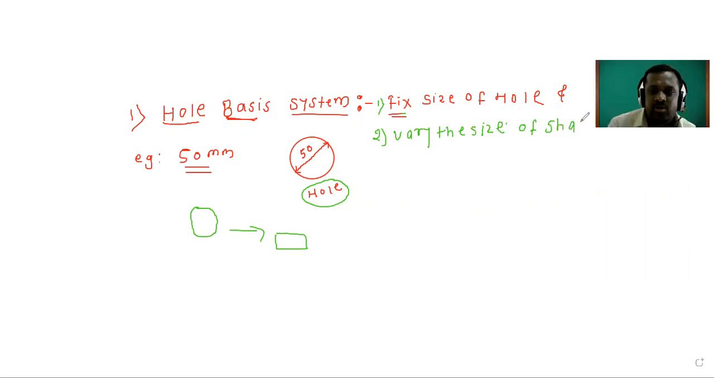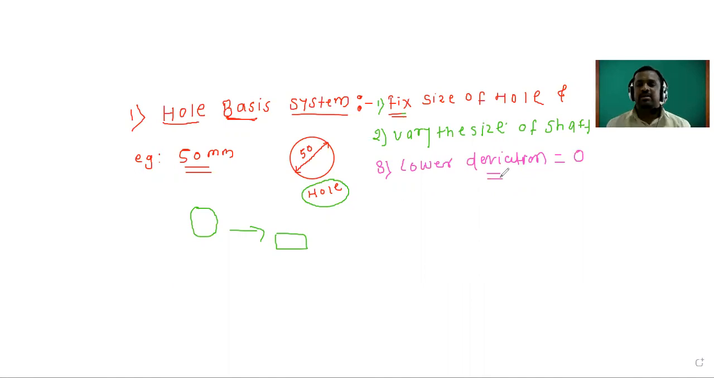So this is the second important point. Then the third important point is related to the hole basis system. In the hole basis system, the lower deviation should be 0. The lower deviation is equal to 0. Okay, that point you have to remember.